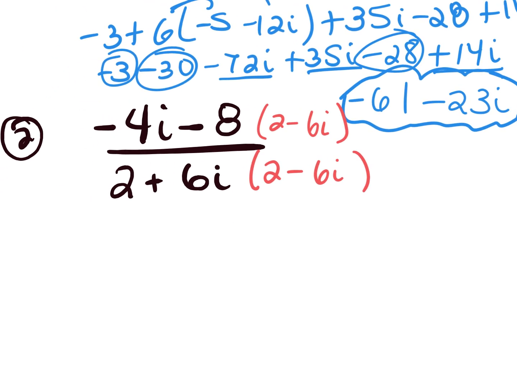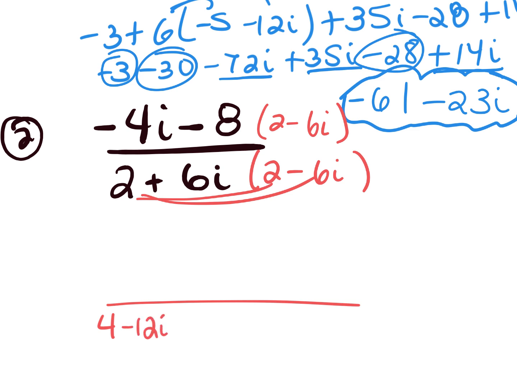Remember, guys, I told you, do the denominator first, because if the i's don't cancel, if somehow you missed the sign and the i's don't cancel, then you need to go back and recheck. But 2 times 2 is 4. 2 times negative 6i is negative 12i. 6i and 2 is plus 12i. And 6i and negative 6i is negative 36i squared.